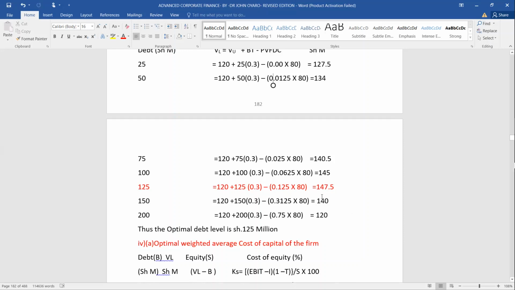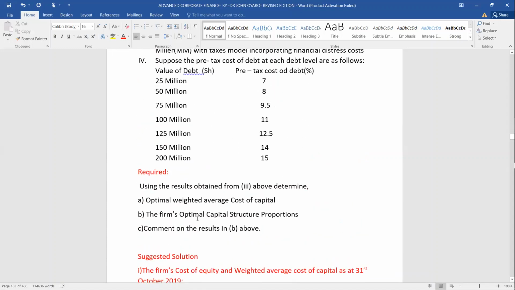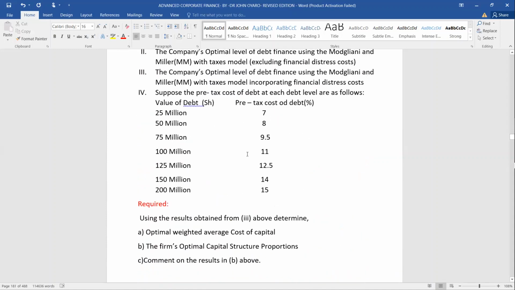No, I've confirmed all the figures. So 147.5 million is the optimal. Yes, this is where the value is maximized. So what is the optimal debt level? 125 million. The question was asking for the optimal debt level. So now that value is maximized at 147.5, the optimal debt level is 125 million. The question should end there, but I went further to add information so that we can clarify some issues. Number 4 is not in the past paper; I am the one who brought it.